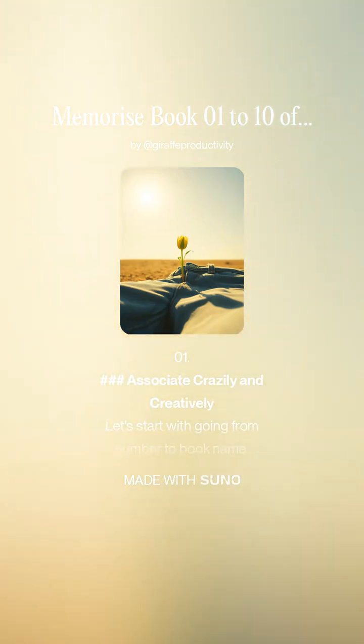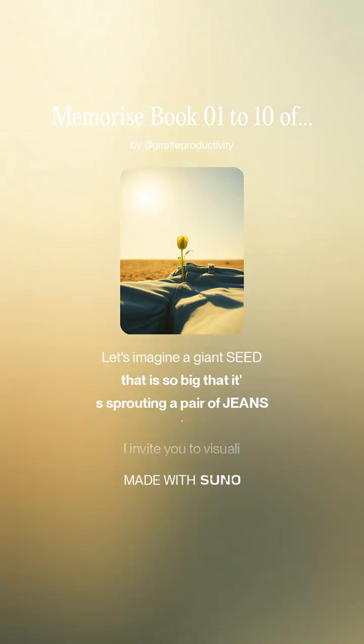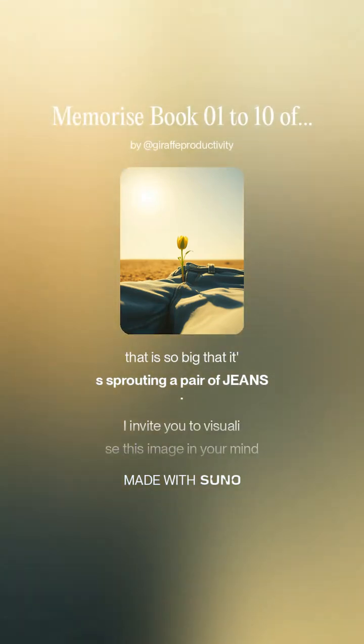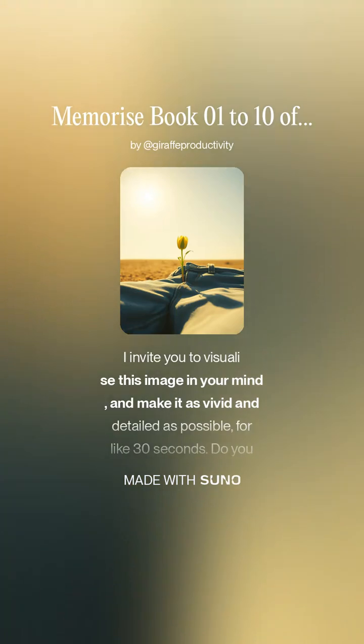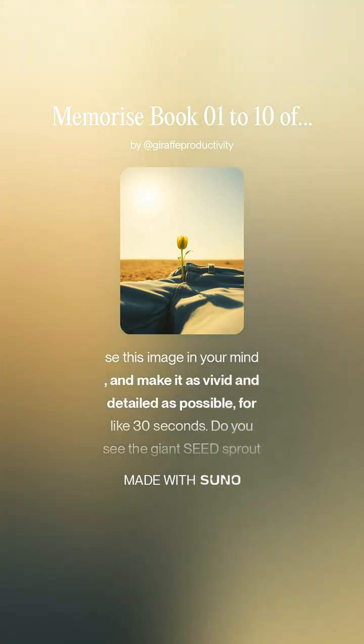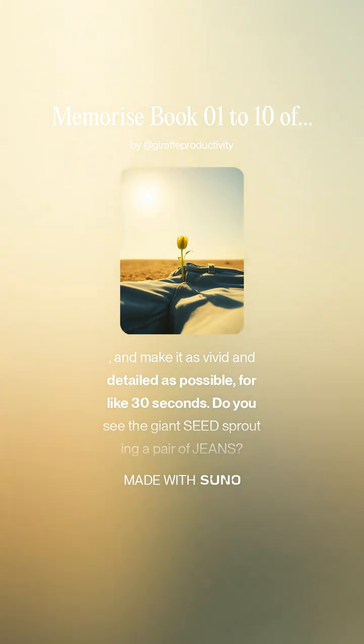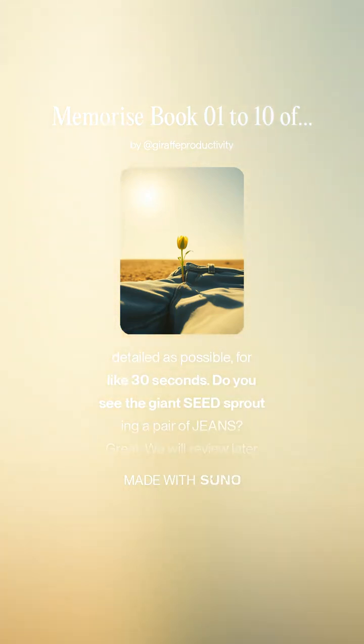Associate crazily. Let's start with going from number to book name. Let's imagine a giant CD that is so big that it's sprouting a pair of jeans. I invite you to visualize this image in your mind and make it as vivid and detailed as possible for like 30 seconds. Do you see the giant CD sprouting a pair of jeans? Great, we will review later.